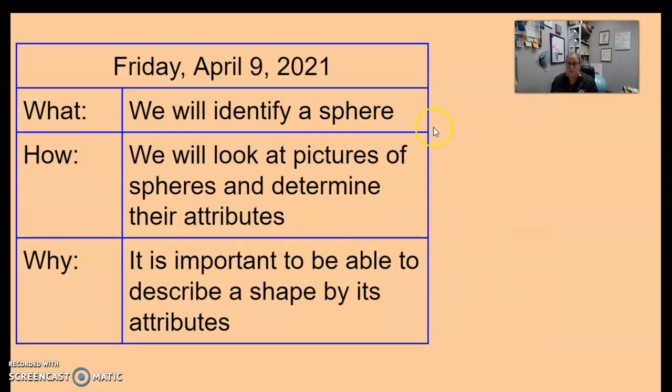So let's review what we talked about today. Today we identified a sphere. We looked at the pictures of the spheres and determined their attributes. 0 faces, 0 edges, 0 vertices. And we did this because it's important to be able to describe a shape by its attributes.